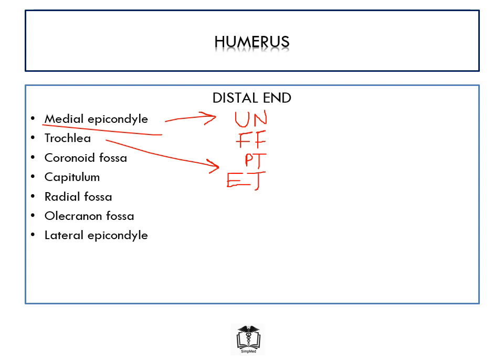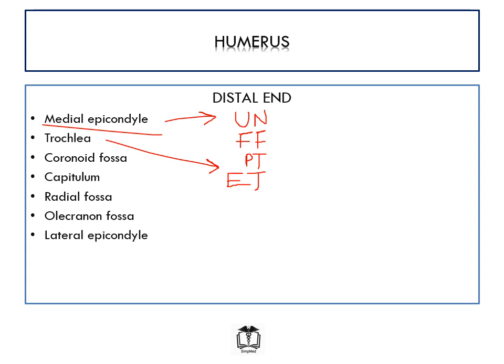The coronoid fossa is a depression that is found directly above the trochlea. And this particular fossa tends to be a space where a part of the ulna would fit into. We'll talk about that part very soon. The name of that part is called the coronoid tubercle. So that part would fit into the coronoid fossa during a flexion or extension of the forearm at the elbow joint. Then we have the capitulum.